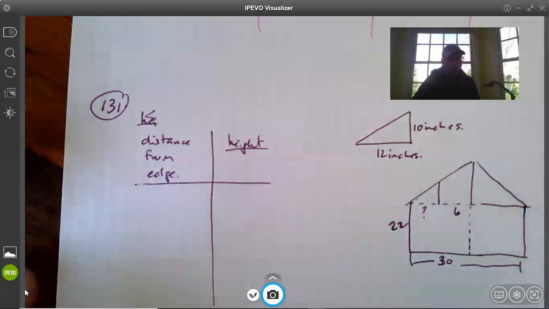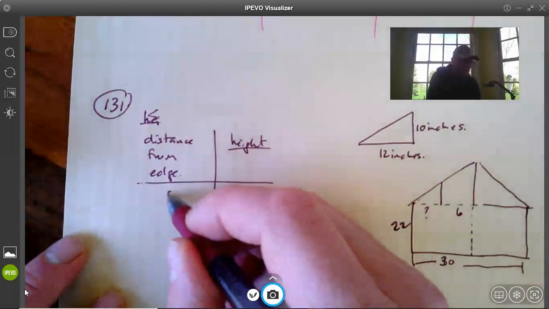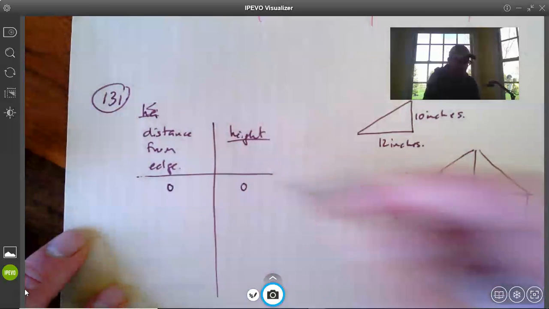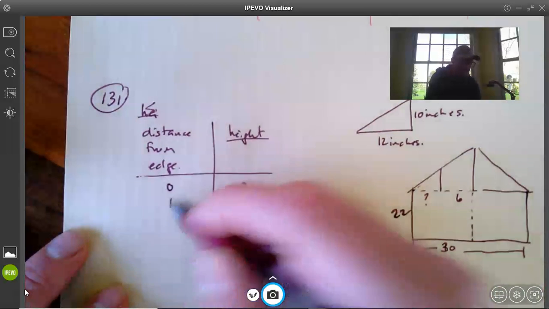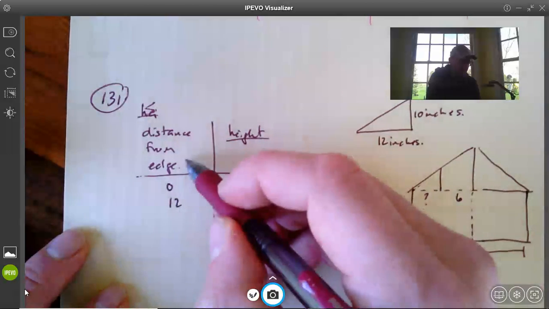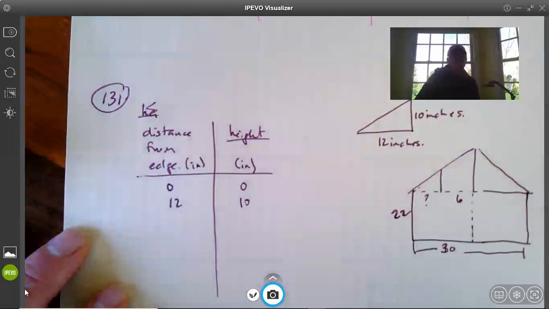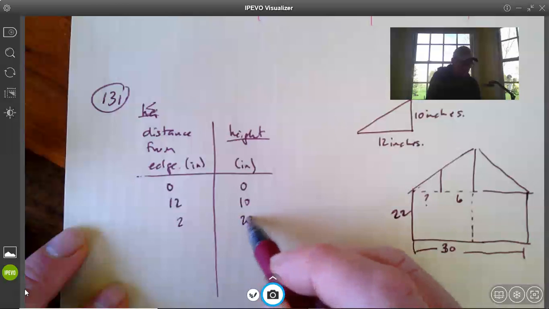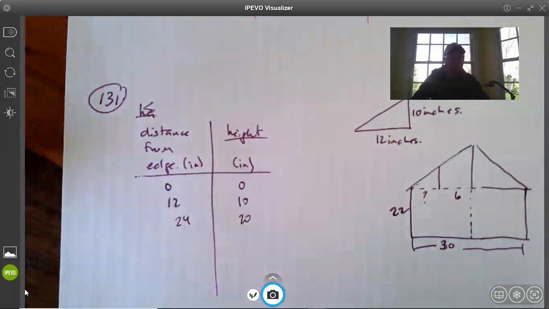So what we're going to do here is I'm just going to make a table that says distance from edge and height. Okay, so if we are 0 feet from the edge, then our height is 0, and that's going to be height above here, I guess. Okay, so if we're 1 foot, let's put 12 inches. Let's measure everything in inches. Then we'd be 10 inches tall. And if we were 2 feet, that'd be, oh, not 2, let's go 24 inches. That'd be 20 inches tall, and so on.